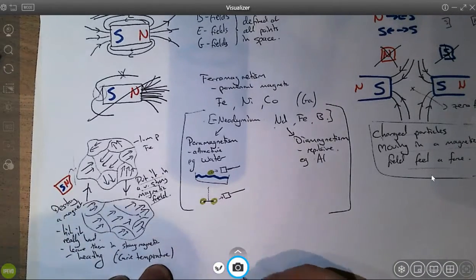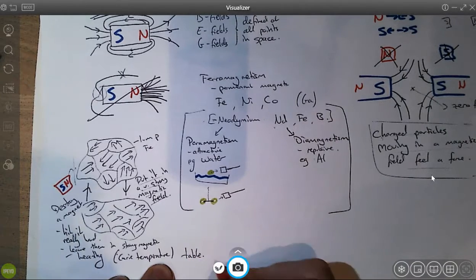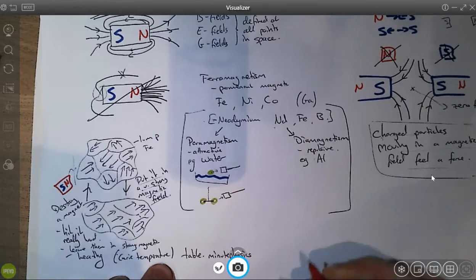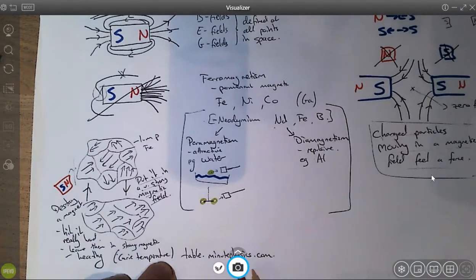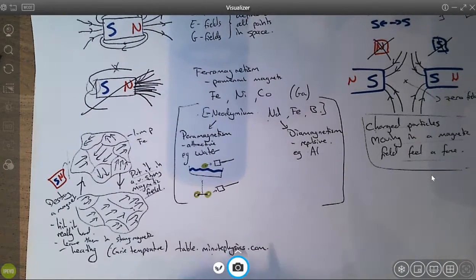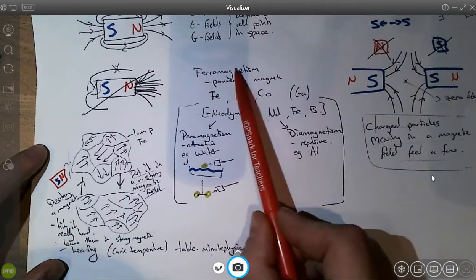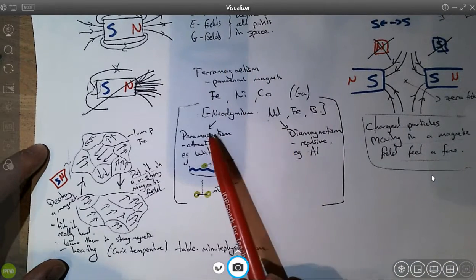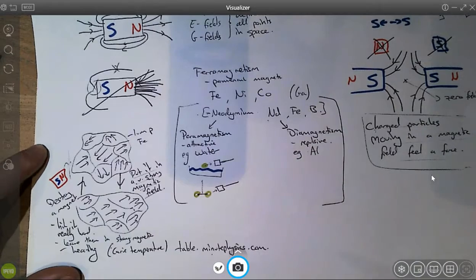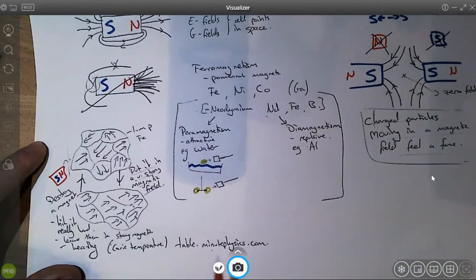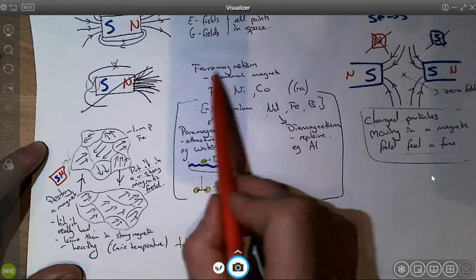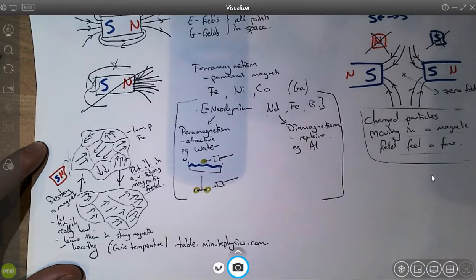There's a really good website, table.minutephysics.com. This is an interactive periodic table where there's a temperature scale, and you can slide the temperature along, and it will tell you at what temperature every single element changes its magnetism when it becomes ferromagnetic, or if it becomes paramagnetic or diamagnetic. And what's quite surprising is if you decrease the temperature, a lot more elements than you might expect actually become ferromagnetic. But at room temperature, these are the ones that we care about.